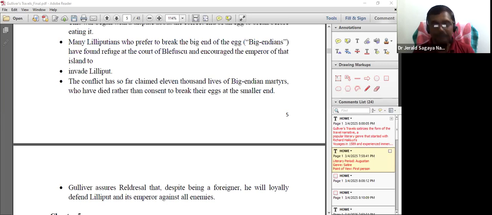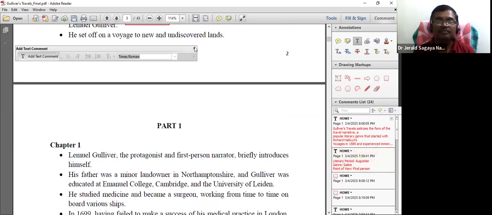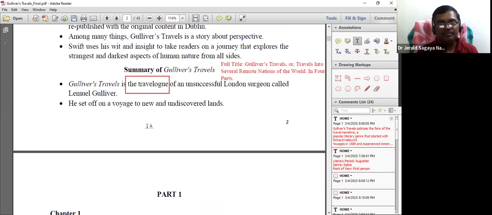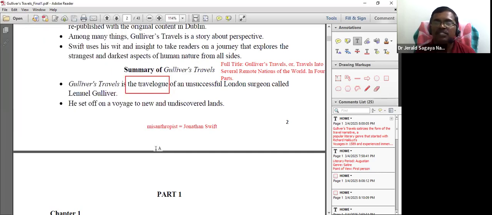It's called misanthropy. He is called a misanthropist. Who is called a misanthropist in literature? Jonathan Swift. He is a misanthropist. I'm putting it here: a man who hates fellow human beings is called a misanthropist. Anthro means man, and mis means hating. He disliked human beings, and that is reflected by the character Lemuel Gulliver.